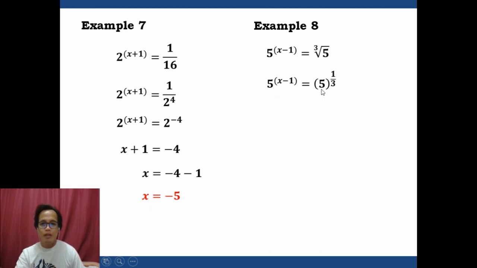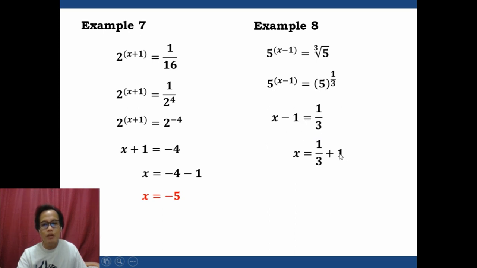So, the base is the same, which is 5. So, we can now equate the exponent. So, copy x minus 1 equals 1/3. Now, we will use the addition property. What remains here is x equals 1/3, by the addition property.